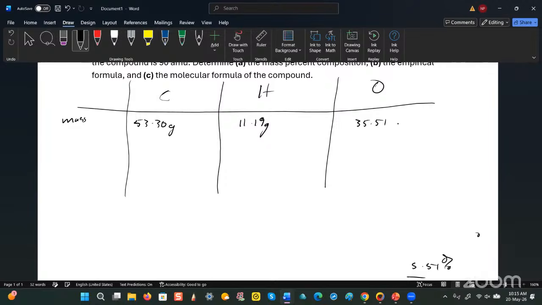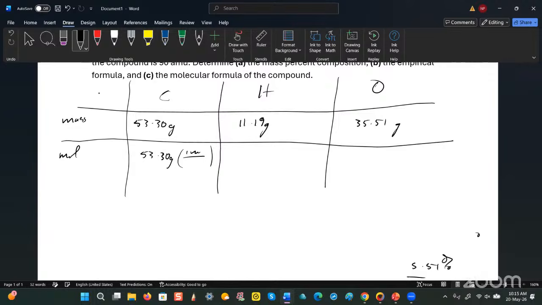35.51 grams. Okay, good. So those are the masses. If you remember, the next step would be to calculate the moles. So 53.30 grams multiplied by 1 mole over 12.01 grams. In the case of hydrogen, it's 11.19 grams multiplied by 1 mole over 1.008 grams.